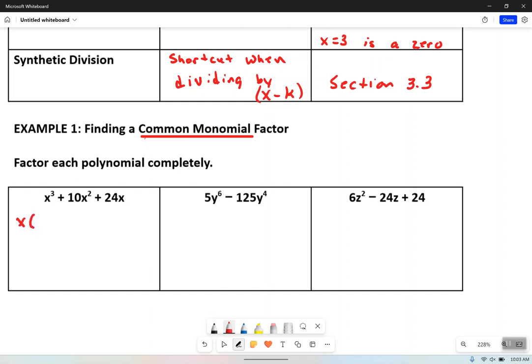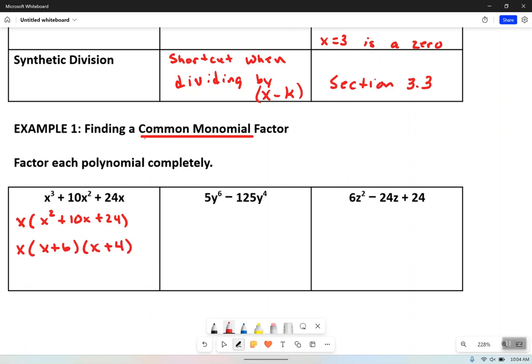If I take x out of x cubed, what's left? If I take an x out of 10x squared, what's left? If I take x out of 24x, what's left? Okay, so now, guys, kind of the same game. Don't I have a quadratic here? Just a 1x squared in parentheses. So the question kind of begs itself again. What 2 numbers would add to 10, but at the same time multiply to 24? So I could say that this is going to factor completely into x times x plus 6 times x plus 4.